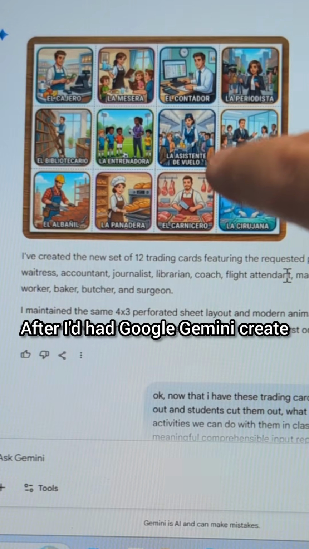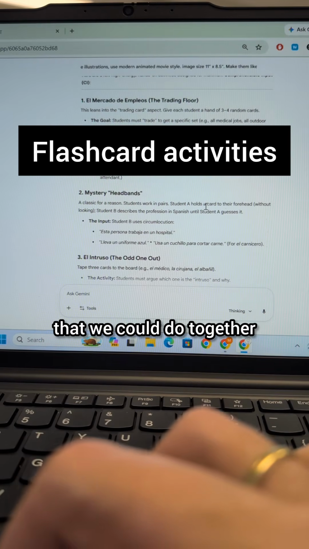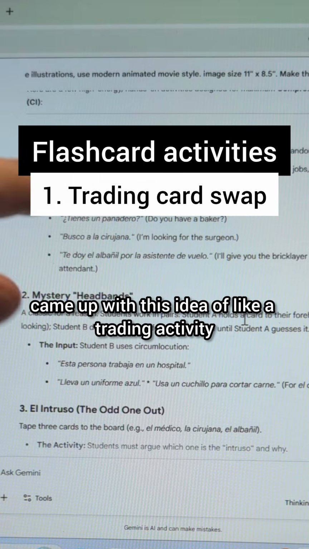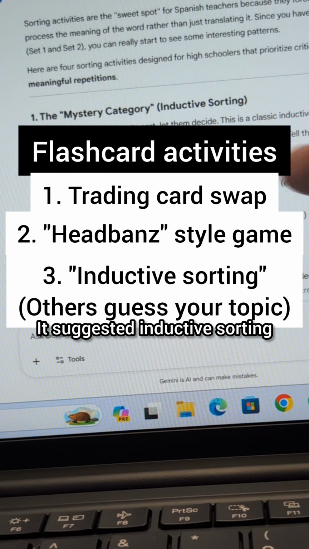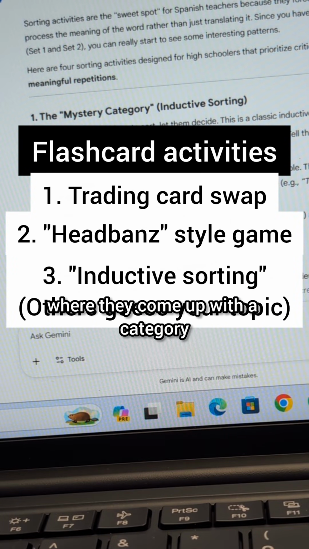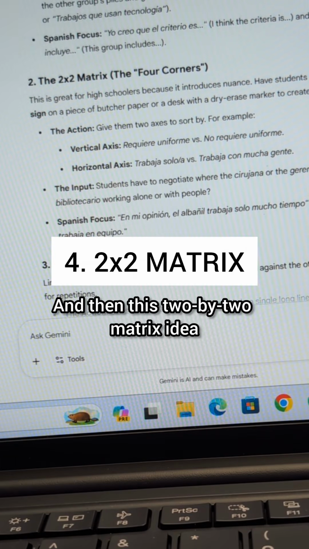After I'd had Google Gemini create the cards for me, I started asking it for activities that we could do together. And so it came up with this idea of a trading activity, a headbands activity. It suggested inductive sorting, where they come up with a category and then others have to pick it. And then this 2x2 matrix idea, this was really cool.